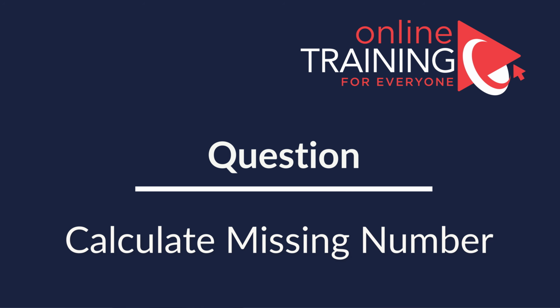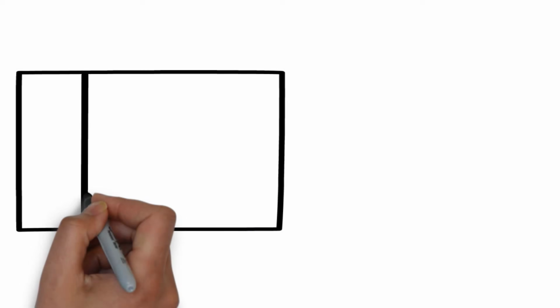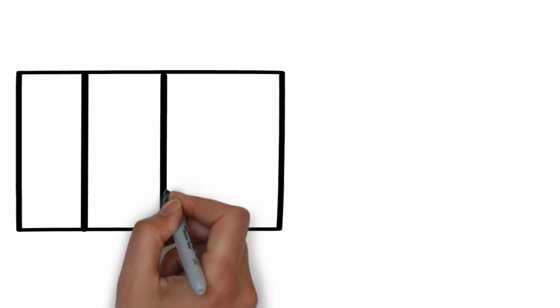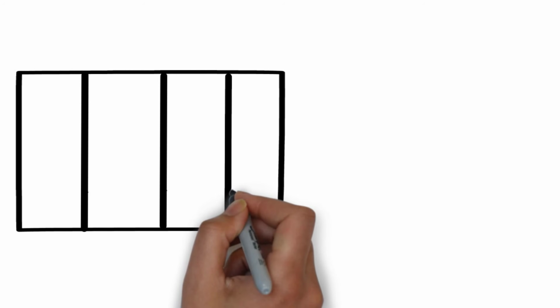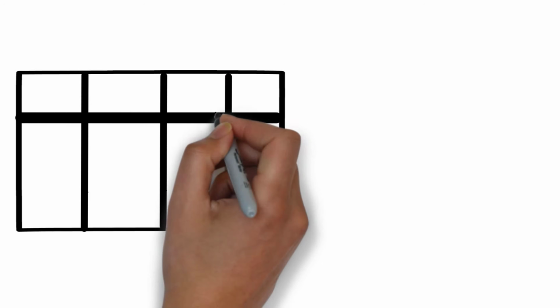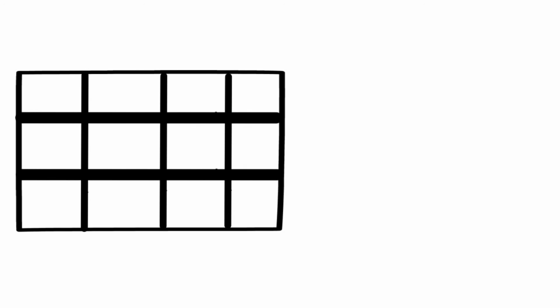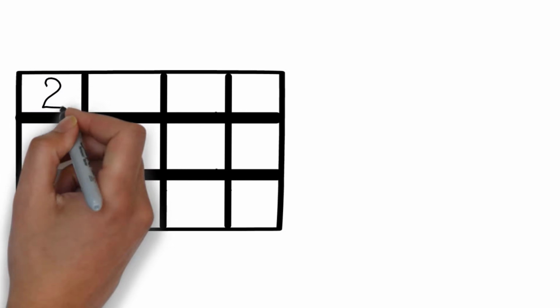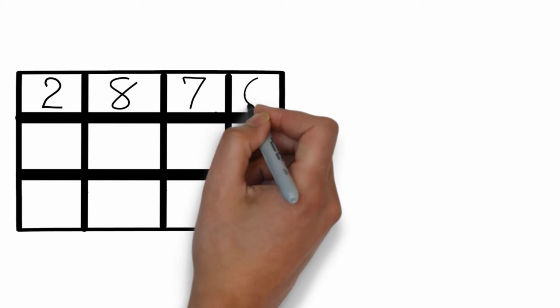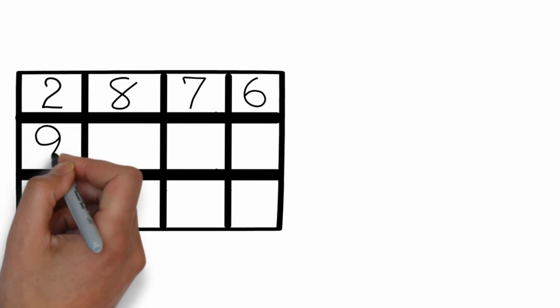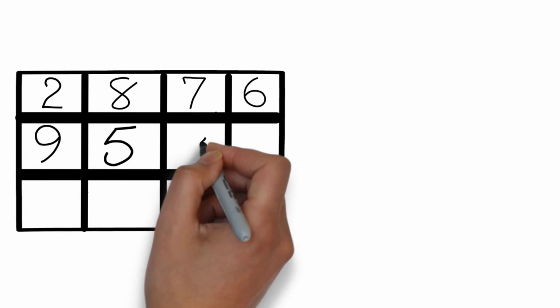Here's one of my favorite questions because it is very frequently used on the test. You're presented with a matrix, a 4x3 matrix. Each cell in the matrix has numbers. For example, the first row in the matrix has numbers 2, 8, 7, and 6. The second row has numbers 9, 5, 9, 5.